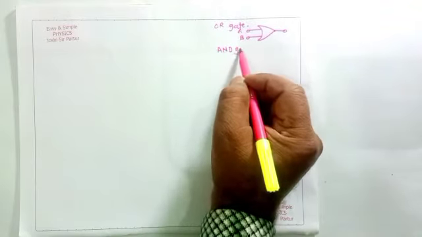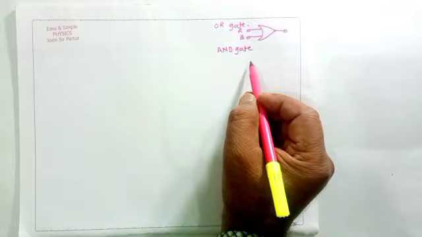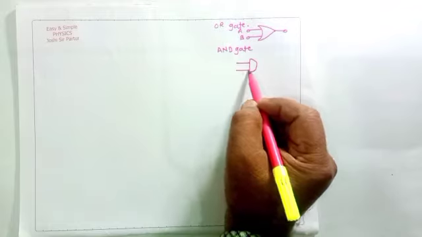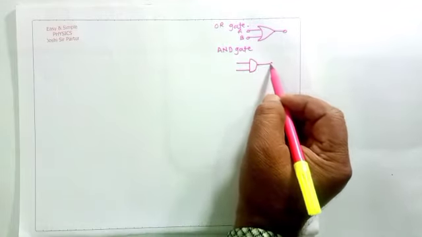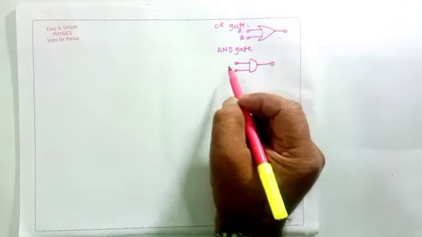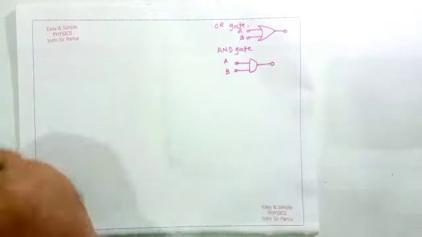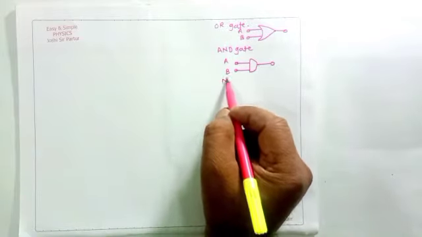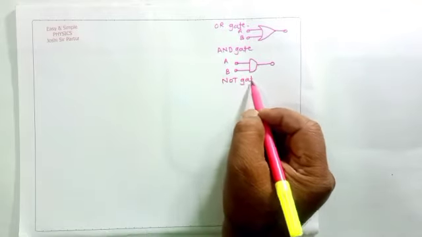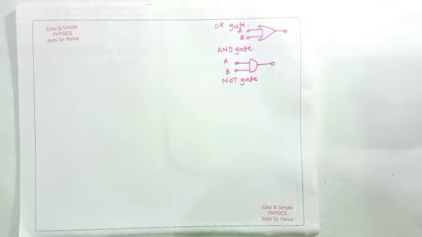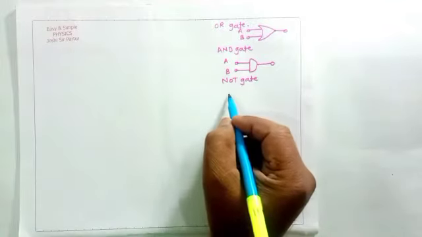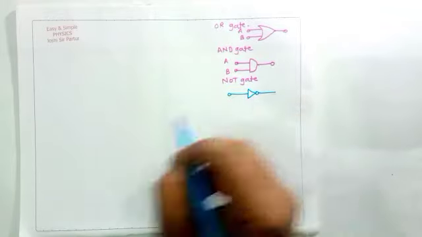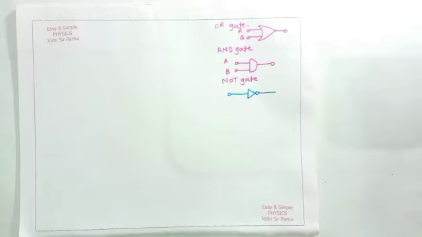AND gate. The symbol for the AND gate is like this, having two inputs and one output. And the third is the NOT gate. This NOT gate has only one input and only one output, and these are the three fundamental gates.